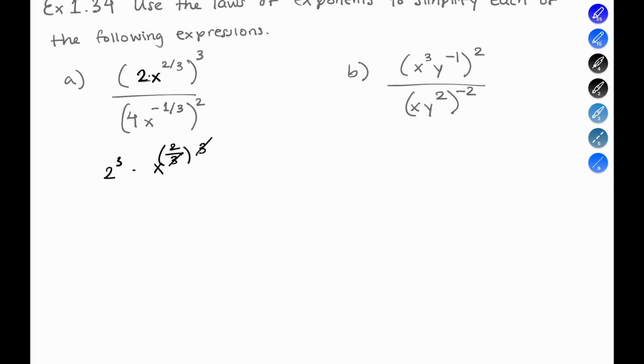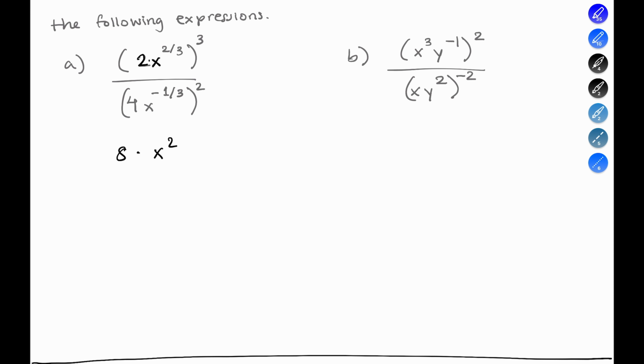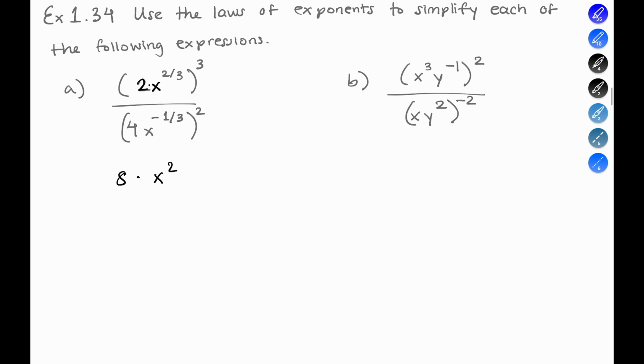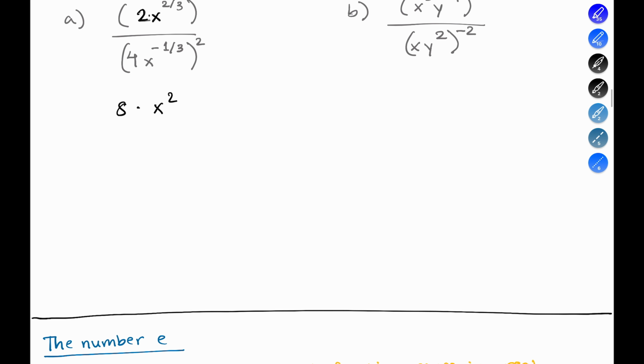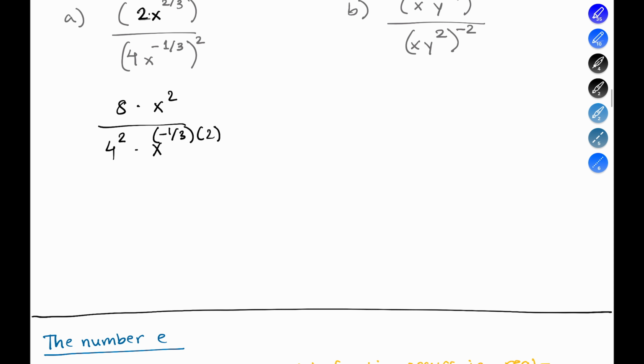And these two will cancel out, so we'll be left with 2 to the power of 3, which is equal to 8, and then we're multiplying that by x to the power of 2. Looking at the denominator, we could do the same exact thing. We could distribute the 2 to the 4 and to the x to the power of negative 1/3. So it will become 4 to the power of 2 times x to the power of negative 1/3 times 2. And that will just simplify to negative 2 over 3.